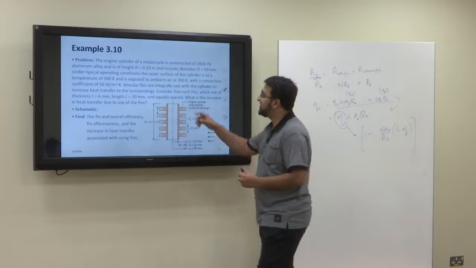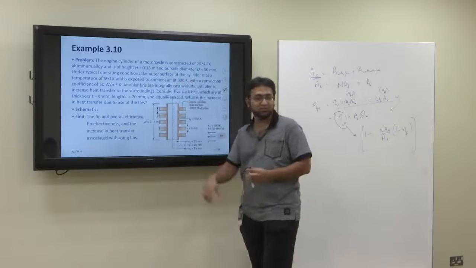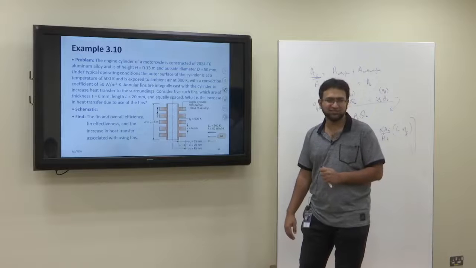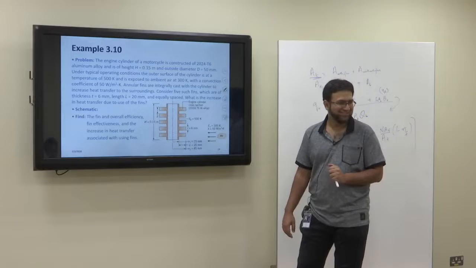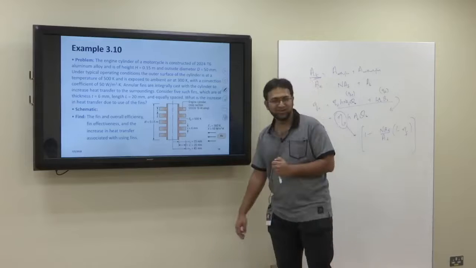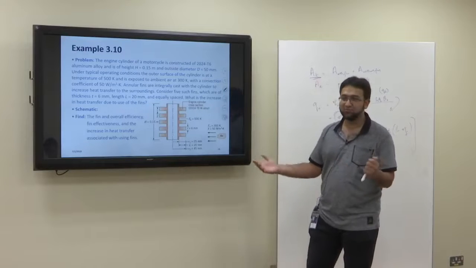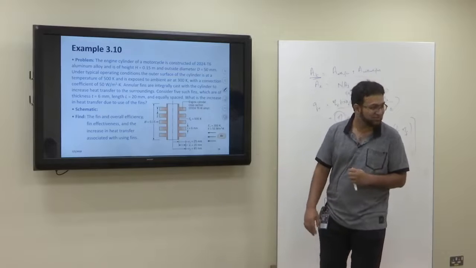The engine cylinder is about the engine cylinder of a motorcycle. Previously, we didn't used to see motorcycles here. Now we see a lot. Okay, I think now they are giving license. I think so. How are so many motorcycles now seen on the street?